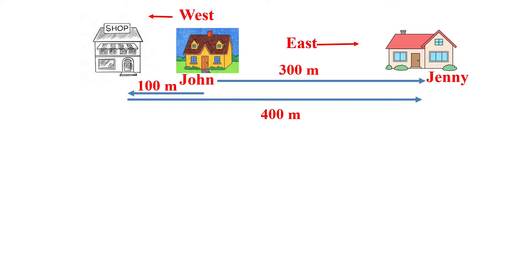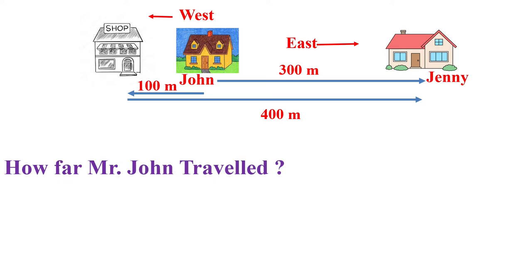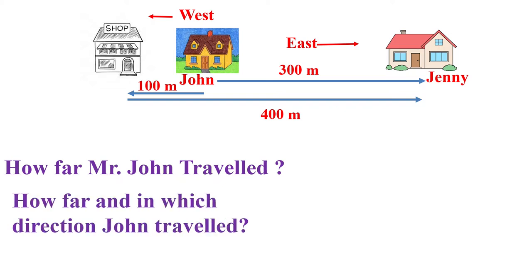Now the question is, how far did Mr. John travel? There's one question. Another question is, how far and in which direction did John travel? Both questions seem to be similar, but there is a little difference. In the first question, only how long Mr. John traveled is asked. But in the second case, the direction is also asked.